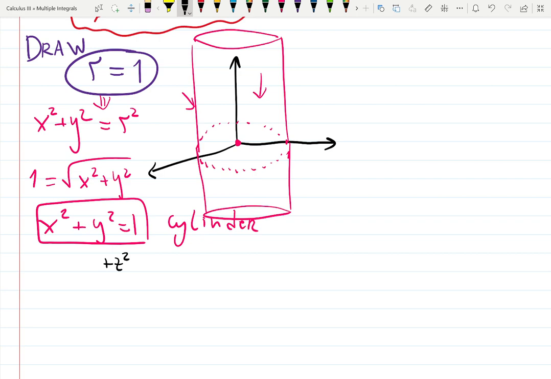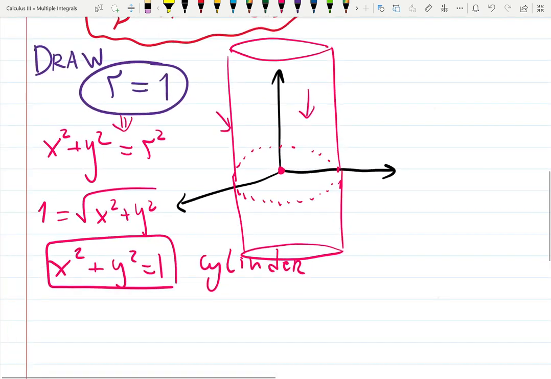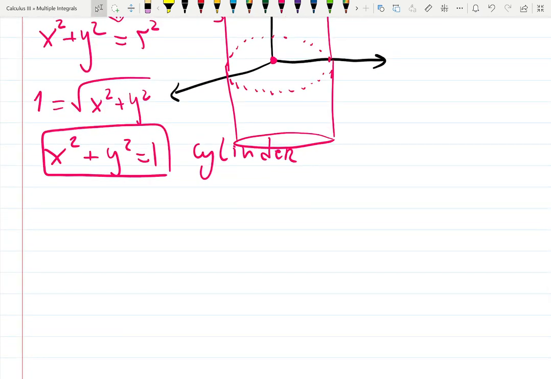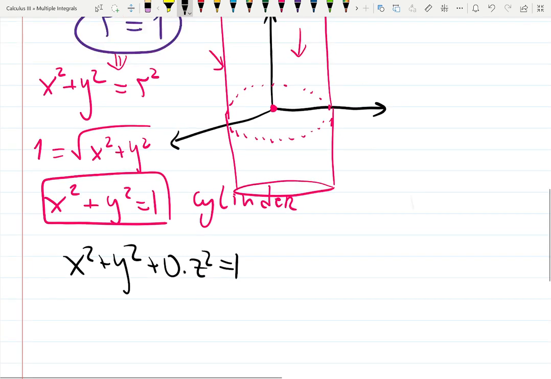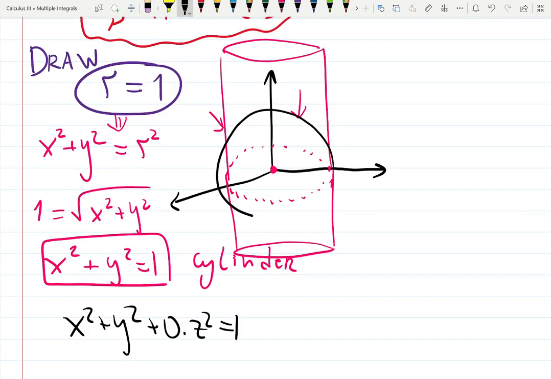I'm a little confused about how it's a cylinder. I would explain it this way: z is not there. So you have x squared plus y squared plus 0 z squared equals 1. Z can be anything; z doesn't have any restrictions. If there were restrictions, then it would be a sphere. But since z can go up and down forever, it gives you a cylinder. Make sense? Yes. So the difference is that it's a filled cylinder, not a hollow cylinder.